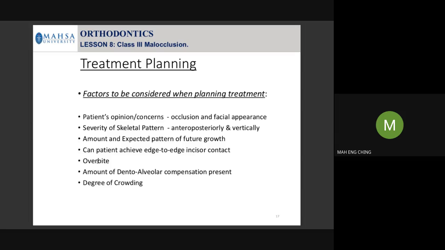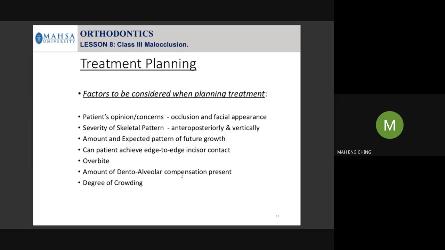If this patient can achieve what we call edge-to-edge incisor contact, then it means this patient has a good prognosis for camouflage with braces. If you cannot achieve edge-to-edge, cannot bite the incisors together, then usually we consider this more complicated or more severe class 3. And usually sometimes the patient needs surgery.